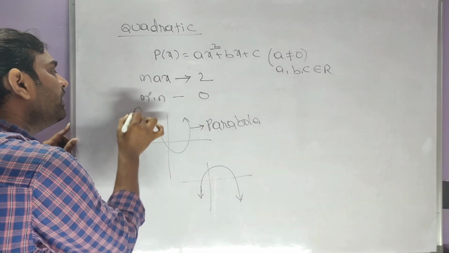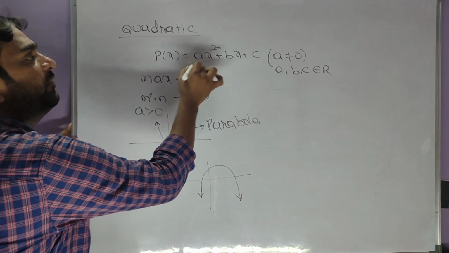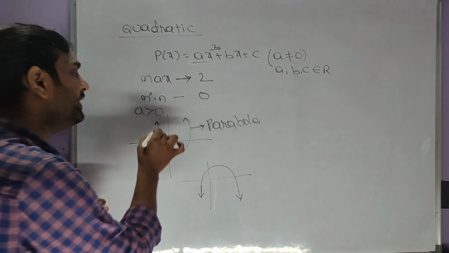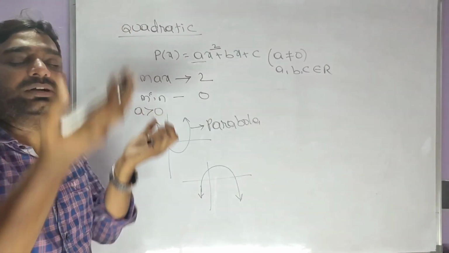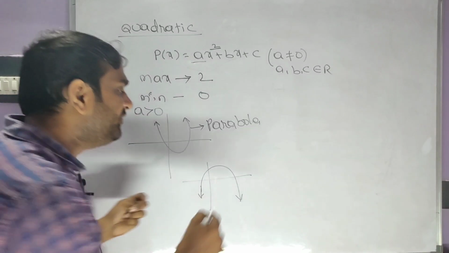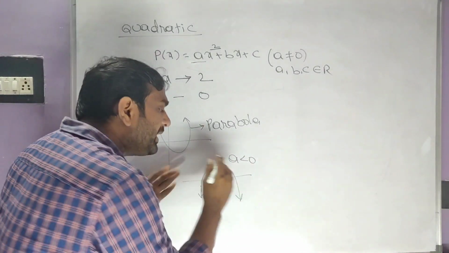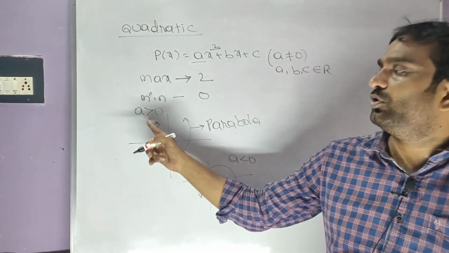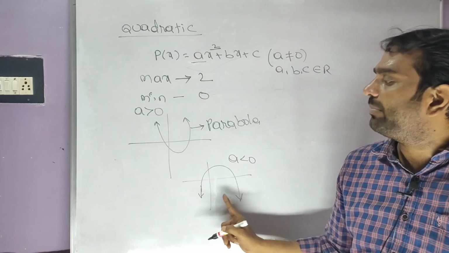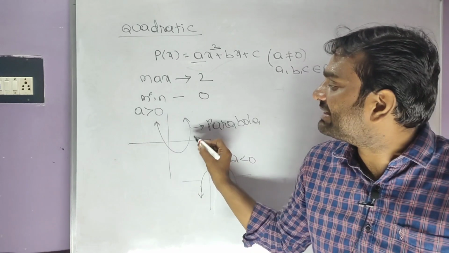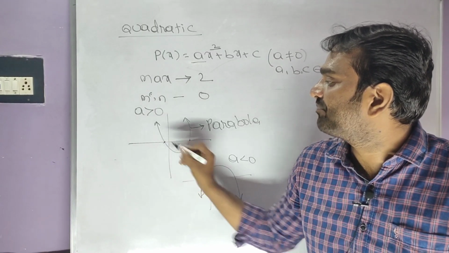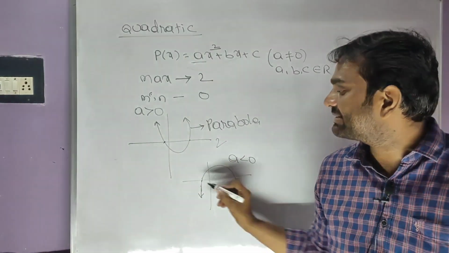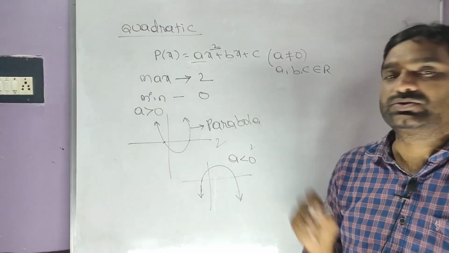When? If a, the coefficient of x², is greater than 0, the parabola opens upward. If a is less than 0, the parabola opens downward. This curve intersects the x-axis at 2 points, meaning the number of zeros is 2. Here also the curve intersects the x-axis at 2 points, so the number of zeros is 2.